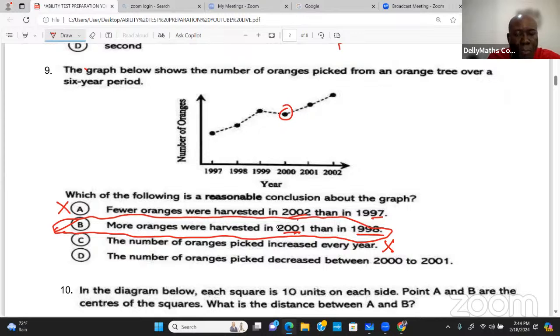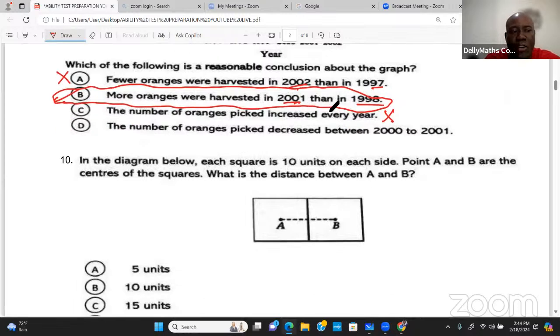The number of oranges picked decreased between 2000 and 2001. That is a lie again because it increased, because the graph went up like that. You could see the graph going up. Definitely there was an increase. So as I said to you, you really don't need to be checking when you find that one response that is correct. Since there is only one answer for the question, you don't need to even go further.